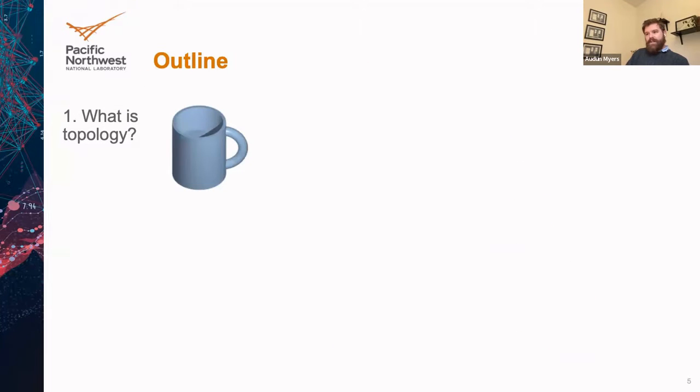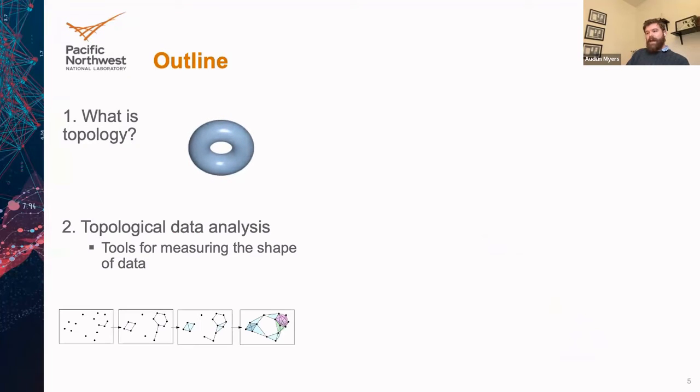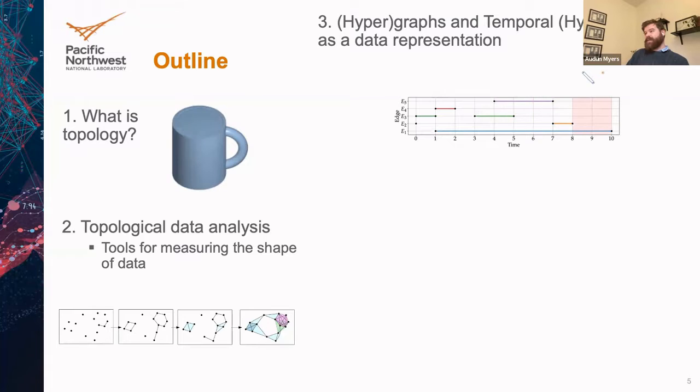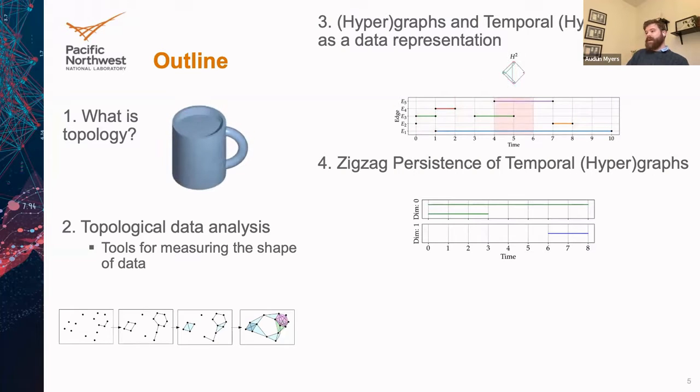As an outline, I'm going to start by first describing what topology is. Then I'll follow into what topological data analysis is, and how we can use tools from topology to study data. I'll talk more specifically about hypergraphs and graphs, and temporal hypergraphs and graphs, and how they can be used to represent data. And then how we can apply zigzag persistence to study them.